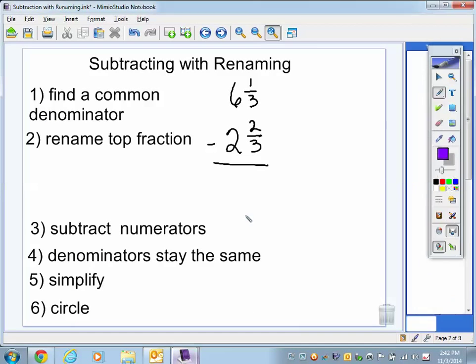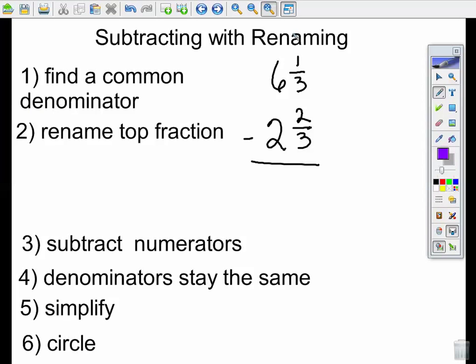Hello students, today we're going to be talking about subtracting fractions with renaming. So the first thing we're going to do when we're subtracting a fraction is we're going to find our common denominator. In this case, I already have a common denominator because 3 and 3 are alike.